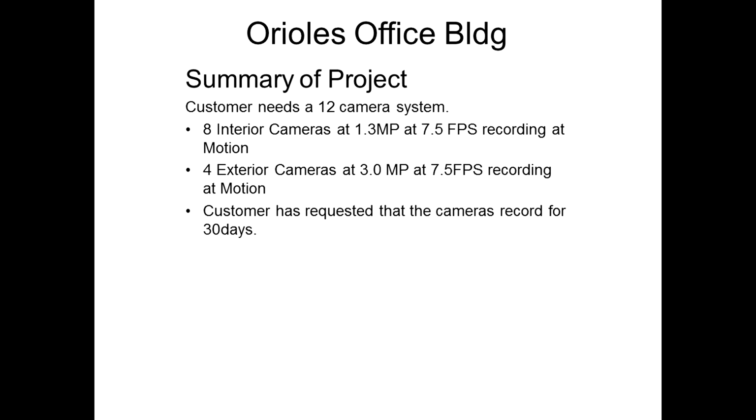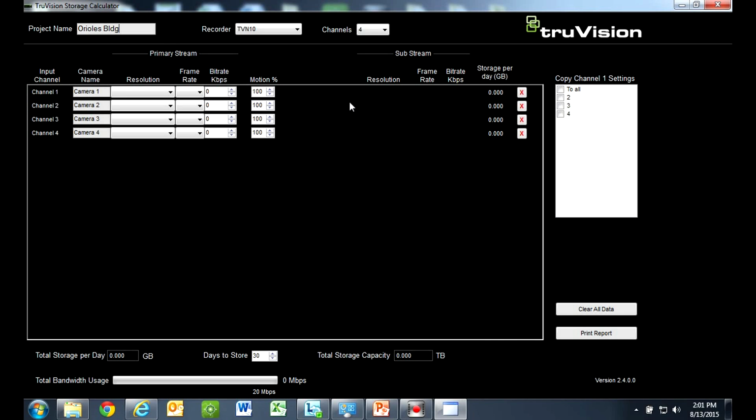Customer's looking for a 12 camera system with 8 interior cameras at 1.3 megapixel resolution, 7.5 frames a second, and they would like the cameras to record on motion. They also want 4 exterior cameras for their parking lots, so we're going to go with 3 megapixel cameras for more resolution in a larger area at 7.5 frames a second, recording at motion also. Customer has requested that the cameras record for 30 days.